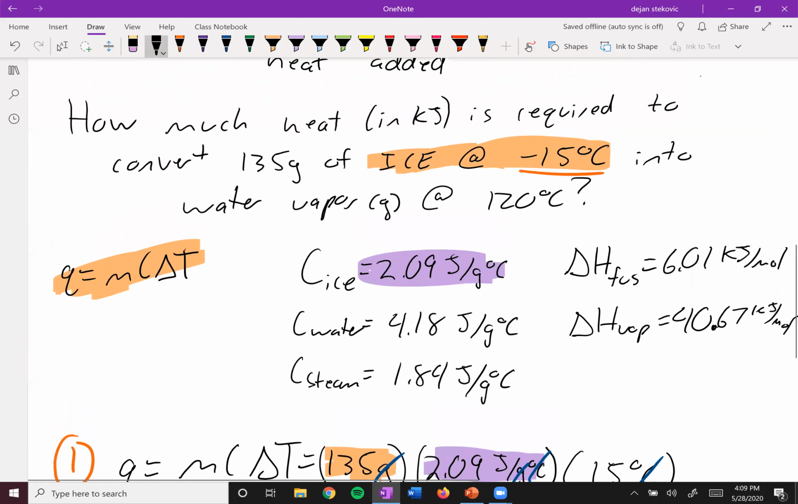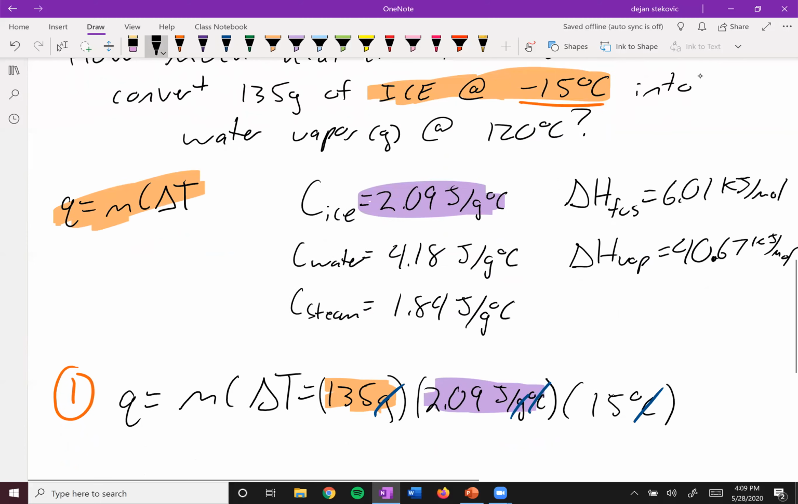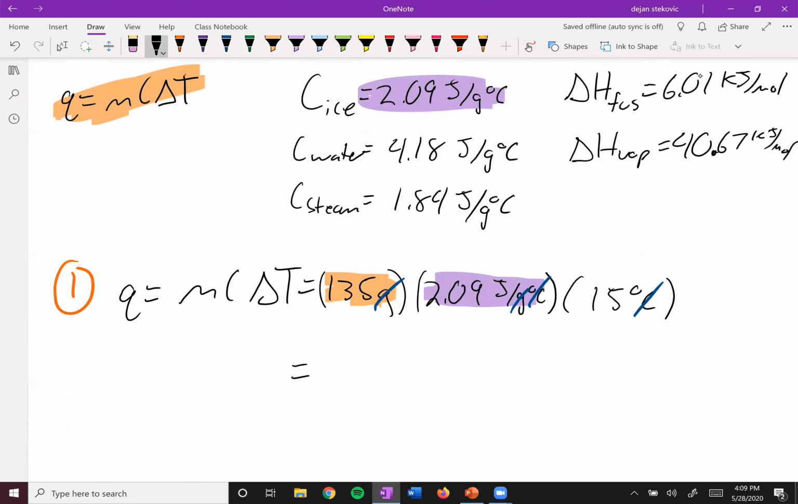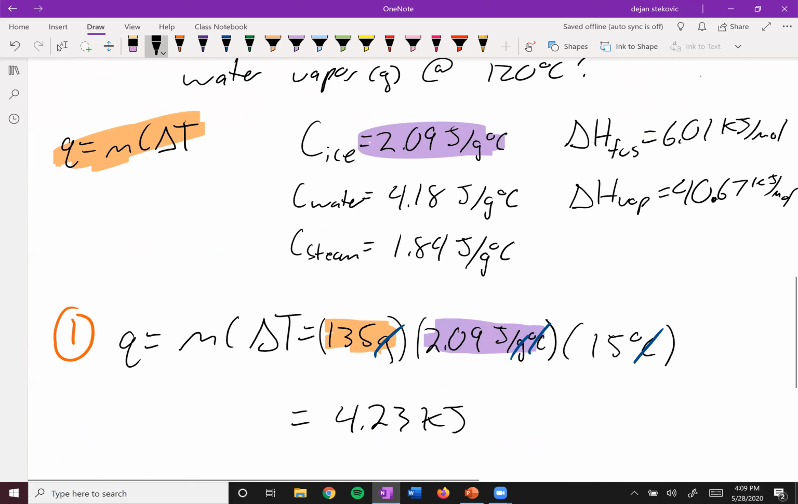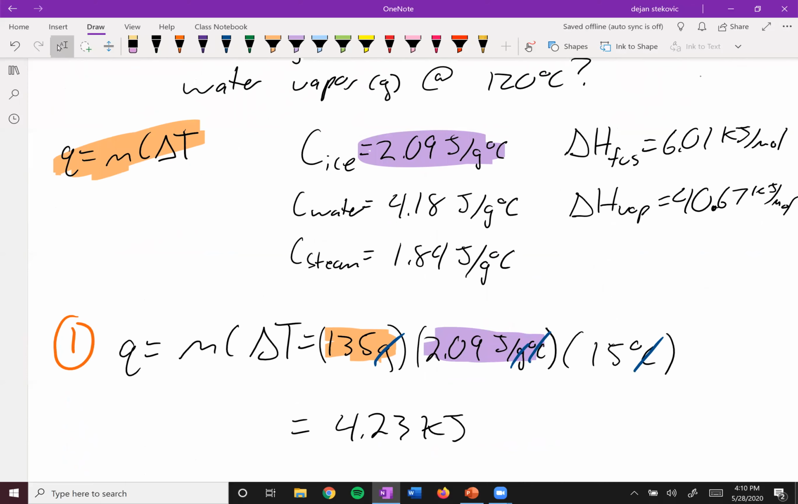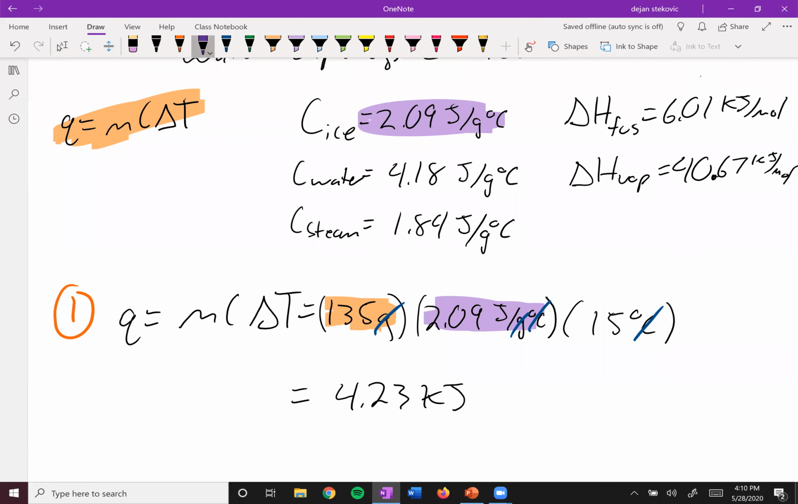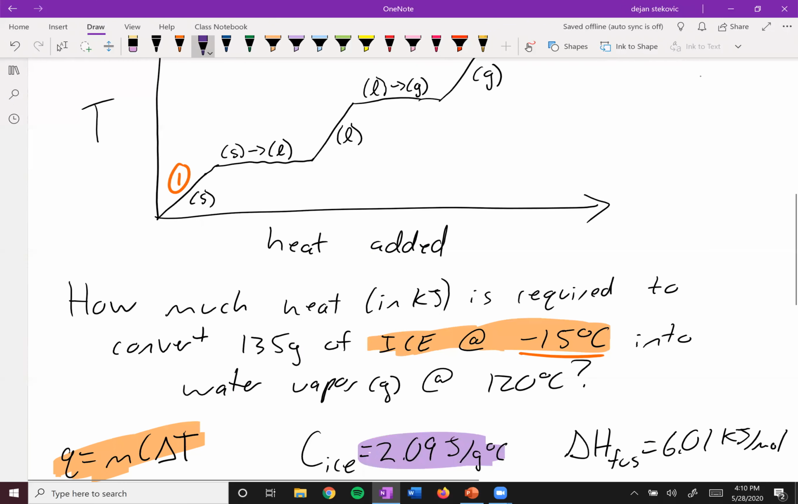Notice though that the question tells you to do this in kilojoules. And so I'm just going to divide by 1,000 to change our joules into kilojoules. So what you should end up with here is 4.23 kilojoules. But that's just the heat to go from ice at negative 15 degrees Celsius to 0 degrees Celsius, right? Think about what we have to do next.